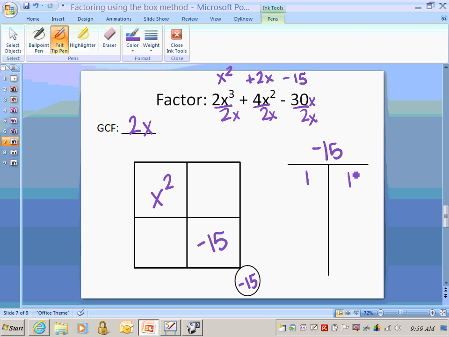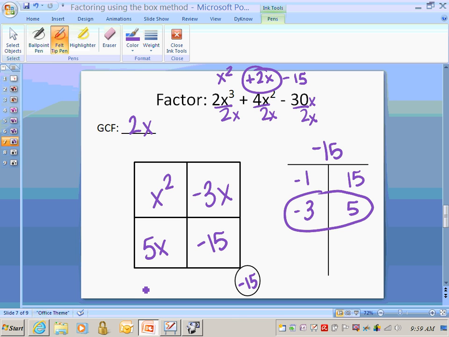So I've got 1 times 15, 3 times 5. It's negative, so I know one of these are negative, but it's adding to 2, so smaller one's what? Negative. Which one adds to positive 2? Negative 3 and 5. And what were my factors? X and positive 5. So I've got, good.